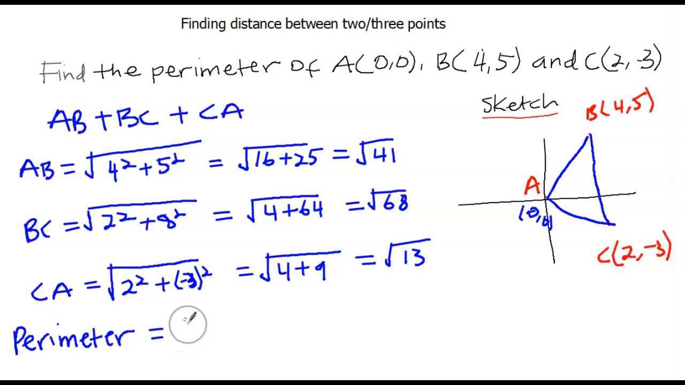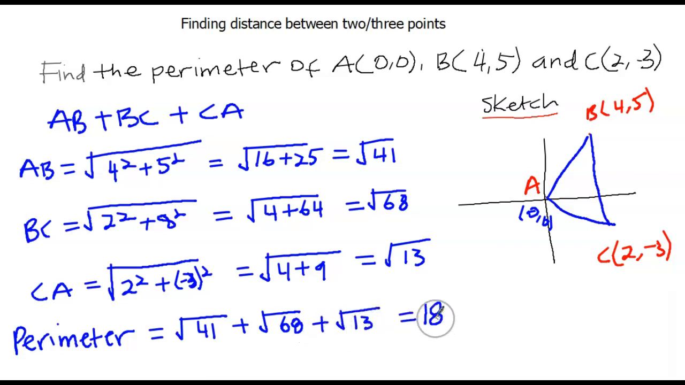So therefore, the perimeter is going to be square root of 41 plus square root of 68 plus square root of 13, which is 18.25 units. We are done.